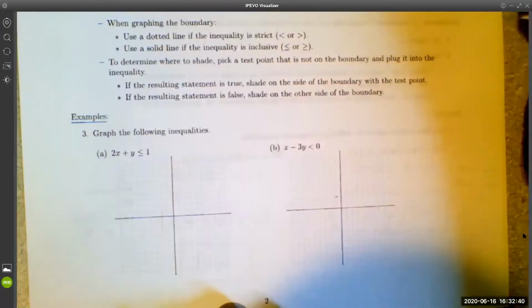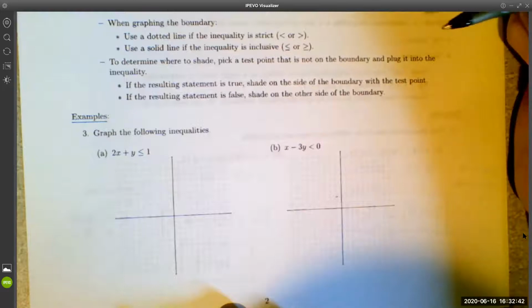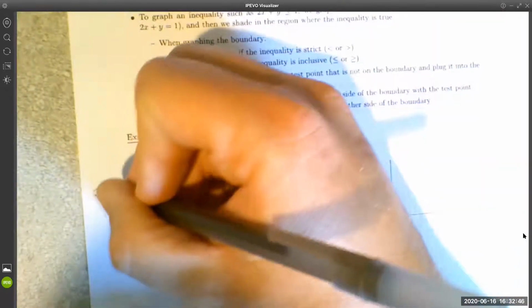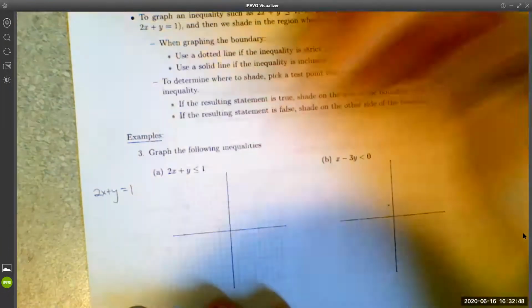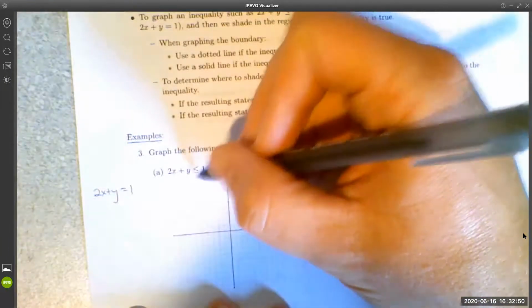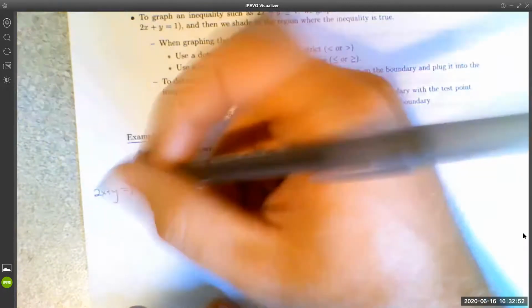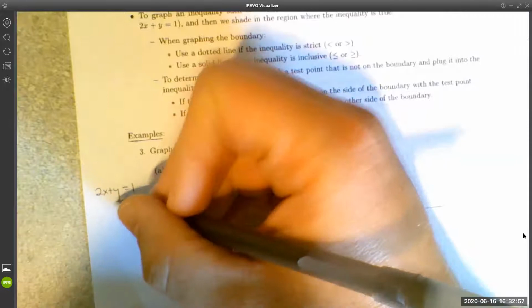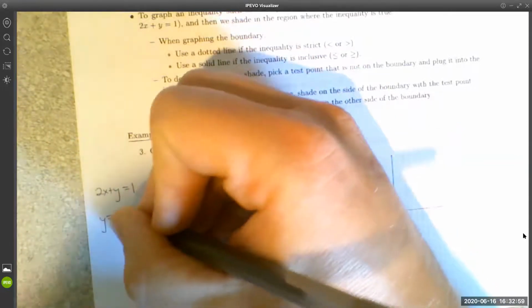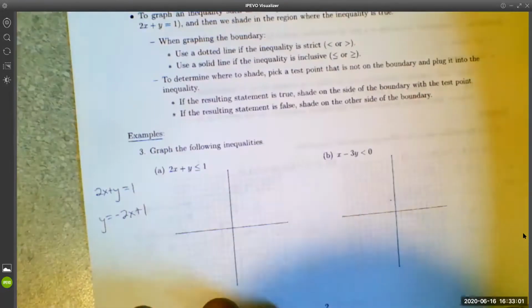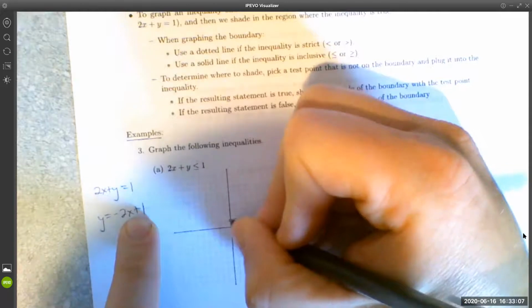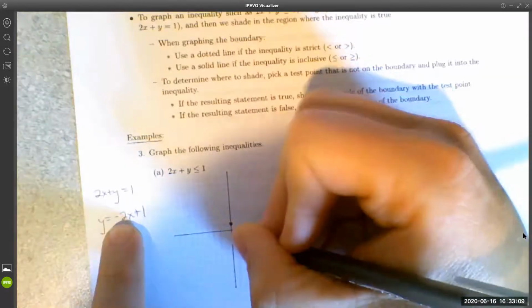So let's do this one, 2x plus y is less than or equal to 1. I'm going to start off by graphing 2x plus y equals 1. And since this inequality is inclusive, I'm going to graph this boundary line with a solid line. I think the easiest way to graph this one would probably be to put it in y equals mx plus b form, by just moving the 2x over to the other side. So my y-intercept is 1, and my slope is negative 2. Down 2 over 1.